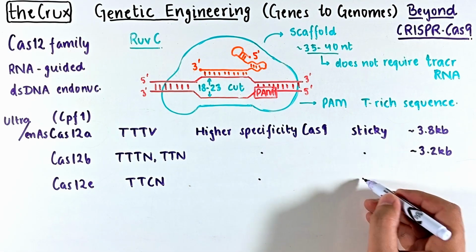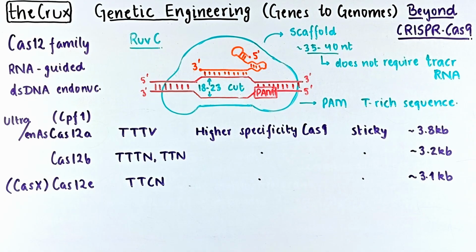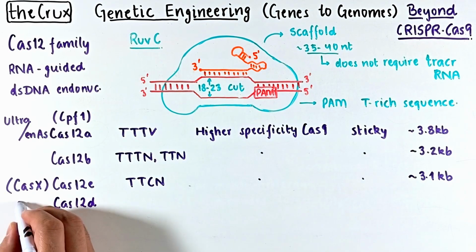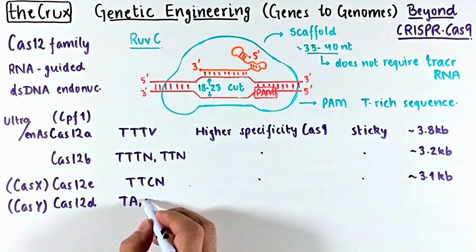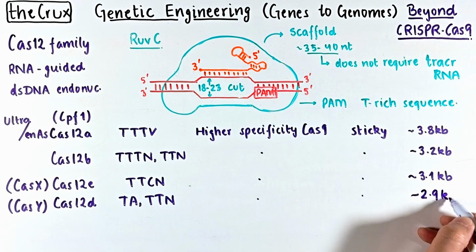Cas12e is another enzyme in this family with similar features and small size, although its variant called CasX is a little more popular. Just like CasX, there is CasY, which has a different PAM requirement and comes in a smaller size.